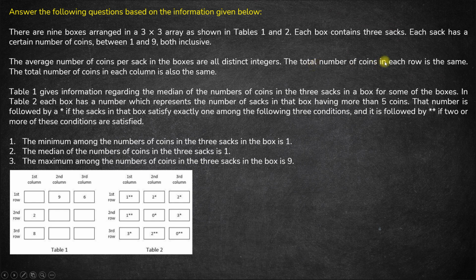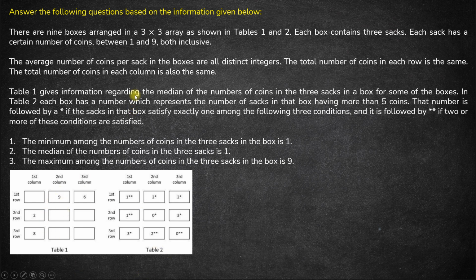The total number of coins in each row is the same and the total number of coins in each column is the same. So total coins in this row will be same as total coins in this row and same as total coins in this row. Similarly, total coins in this column will be same as total coins in this column and in this column as well. Fine. Now table 1, this is table 1, this is table 2.